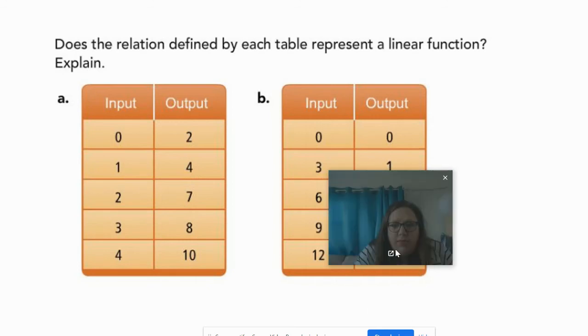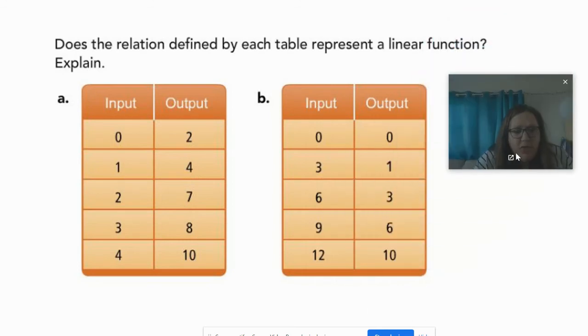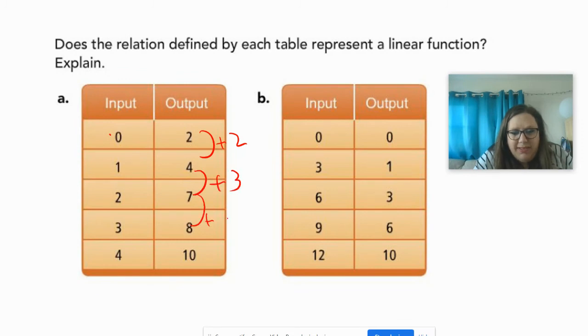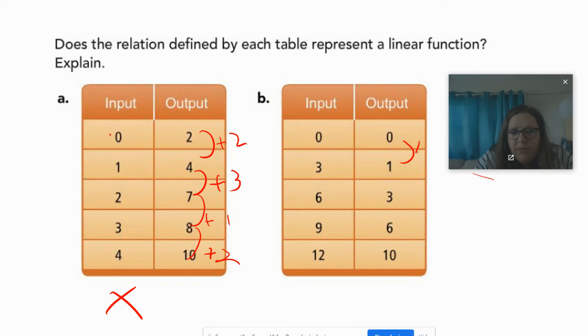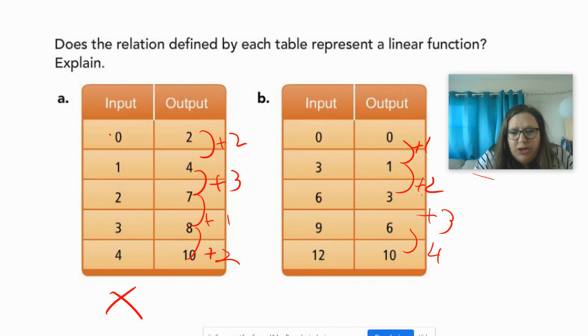Does the relation represent a linear function for each of these? For this one here, our outputs go plus 2, and then plus 3, and then plus 1, and then, no, this is all over the place. There's not a constant slope here. The y is not changing by the same rate each time. And here we have plus 1, plus 2, plus 3, and then, nope, the y is not changing the same each time. There's not a constant slope there either. So neither of these are linear. All right, let's keep going.